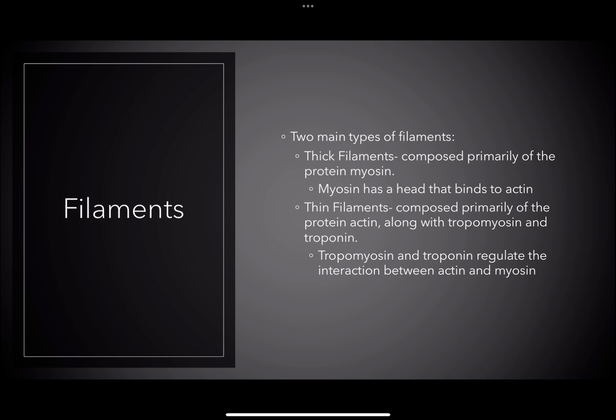Alright, so this brings us to filaments, and there's two types of filaments, thick filaments and thin filaments. The thick filaments are composed primarily of the protein myosin, and this myosin has a head that binds to actin, and then the thin filaments are composed primarily of the protein actin, along with tropomyosin and troponin. This tropomyosin and troponin regulate the interaction between actin and myosin.